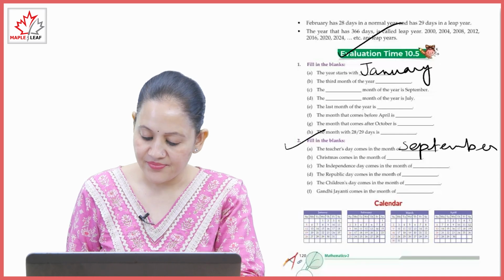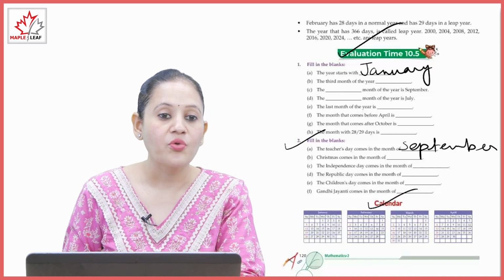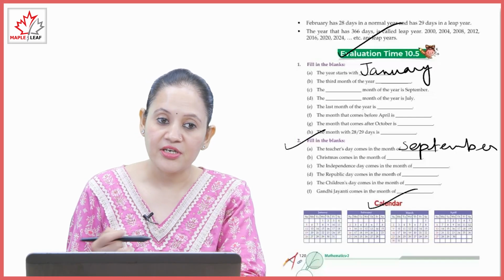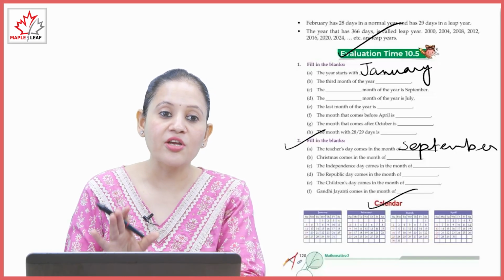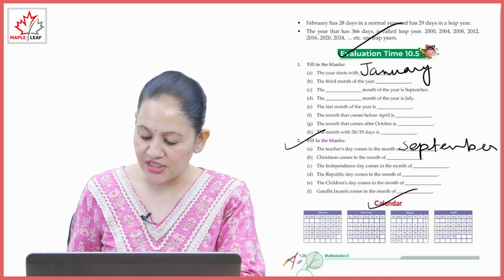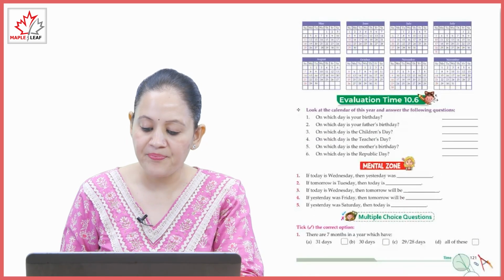Next is calendar. So, this is the calendar which shows you months, days and date. It tells you which date will fall on which day in which month. By looking at the calendar you can easily tell. So the calendar of total 12 months is given here.